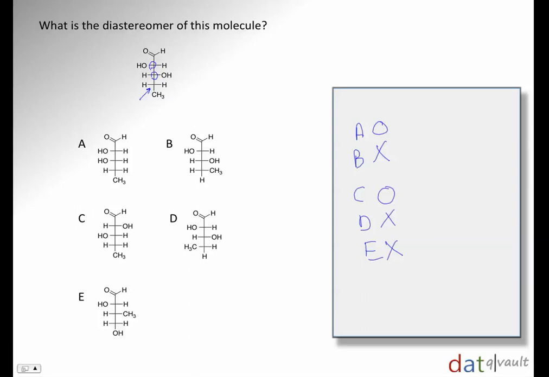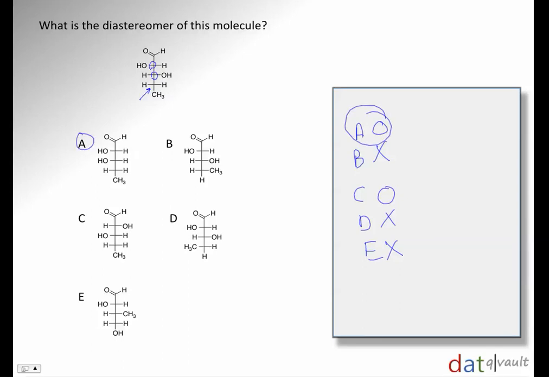So when we look at answers A and C, we notice that here we're only switching one of the hydroxyl groups from the right-hand side to the left-hand side. C, we're switching both of the hydroxyl groups, so C would be an enantiomer of this initial compound, while A would actually be the diastereomer here.